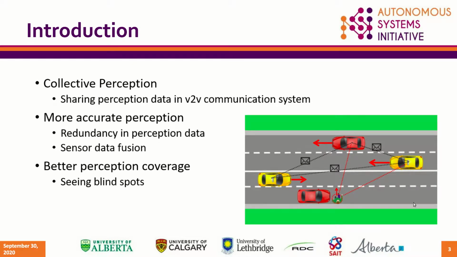For example, the pedestrian coming into the road here, and the yellow car doesn't see the pedestrian, but the other cars are seeing the person and can tell the yellow car in advance.